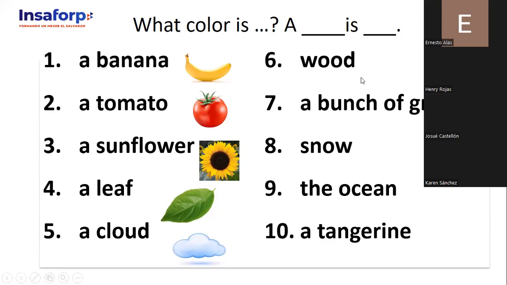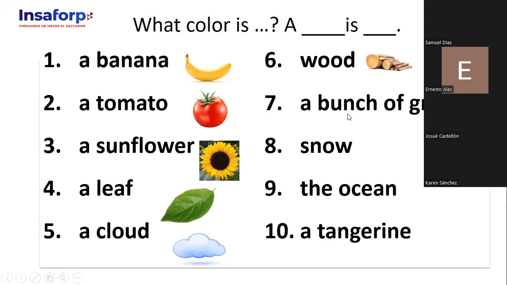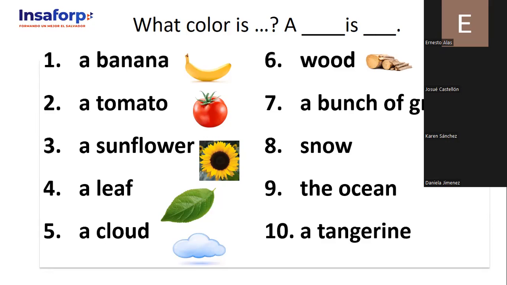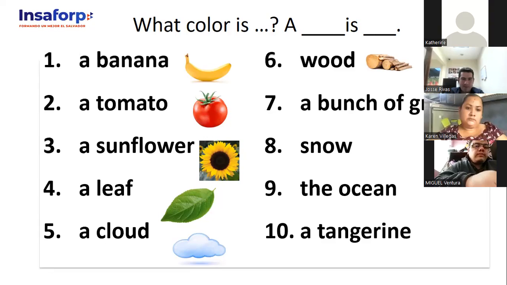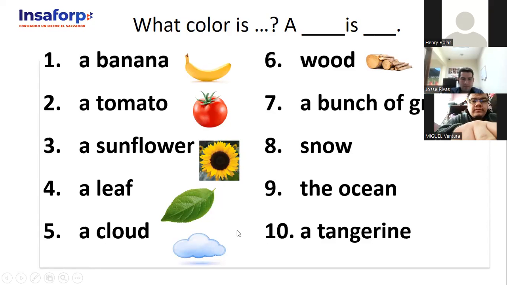Mr. Rojas, Henry, what color is wood? Wood is coffee. It's brown. Okay. Yeah, the color café is brown. Let me see the other person. I think it was Karen Villegas. What color is a bunch of grapes? A bunch of grapes is purple. Excellent.